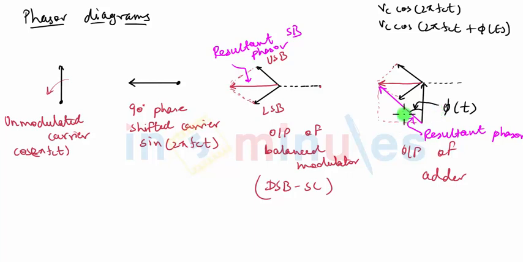Later on, we pass it through mixers and multipliers to increase the modulation index and also the frequency deviation of the FM signal. So that's Armstrong method, which is indirect way to generate FM signal.